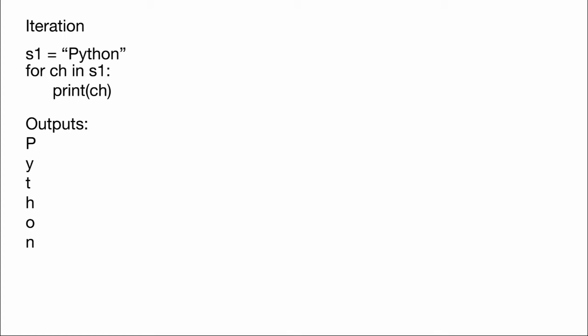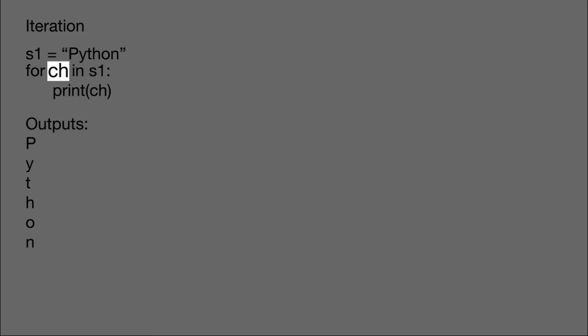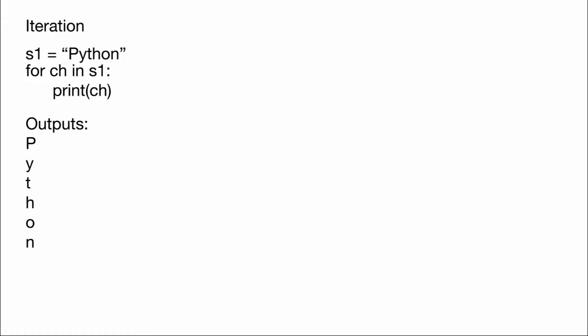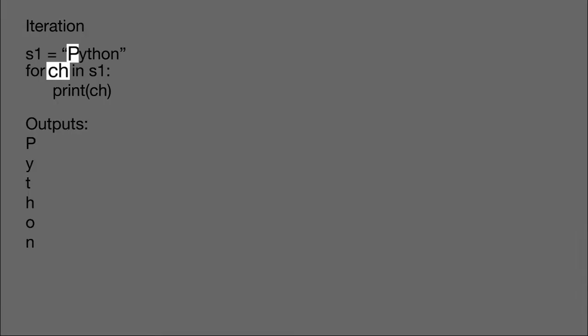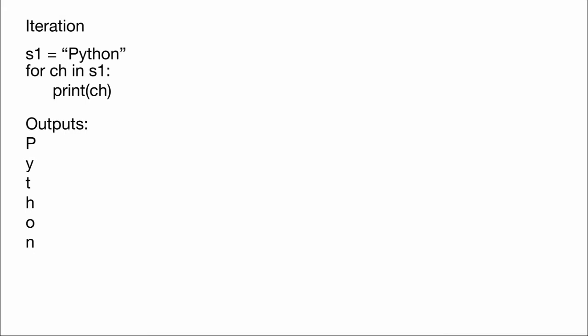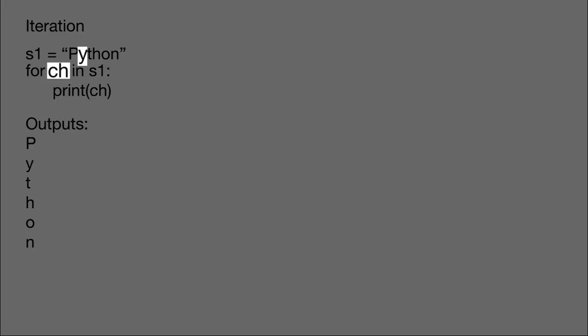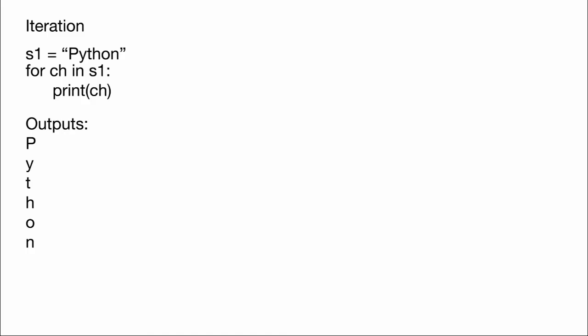So when you iterate over a string, the number of times the loop body executes is the length of the string. We commonly use ch, which in this case is short for character, as our loop index variable when looping over a string, although you can use any legal identifier you want. This example shows that looping over a string and printing the character outputs one character per line. The first time through the loop, ch is assigned p, and then it prints it. The next time through the loop, ch is assigned y, and then that is printed, and so on.